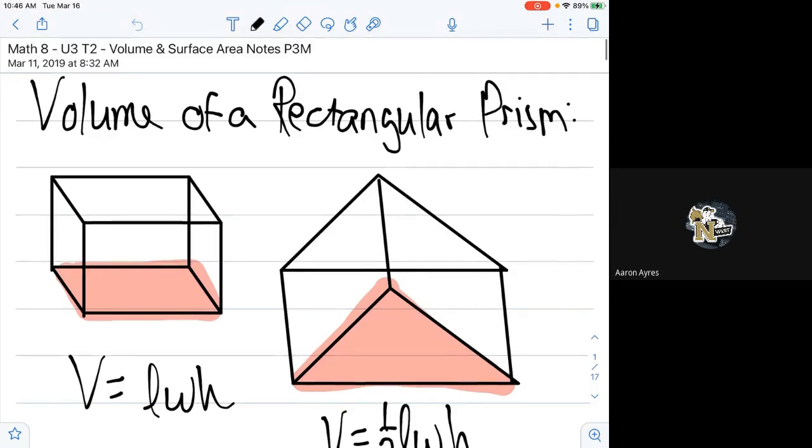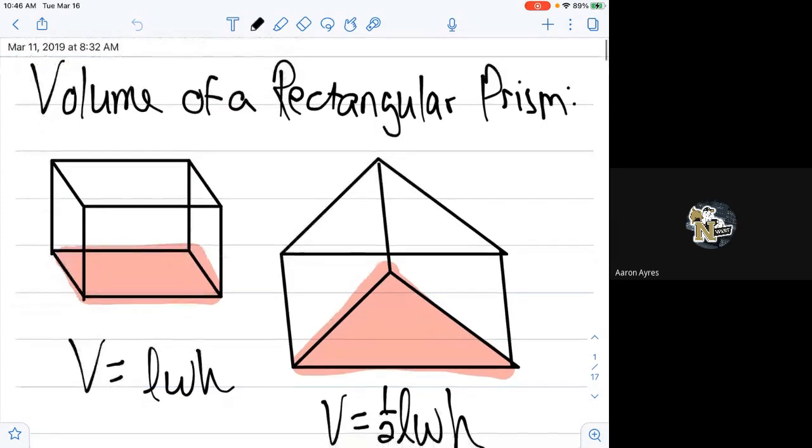Okay, so here's the idea, everybody. You guys should be familiar with these two shapes. Have you seen them before? Yeah, they're both prisms, right? Does everybody know how to define what a prism is?